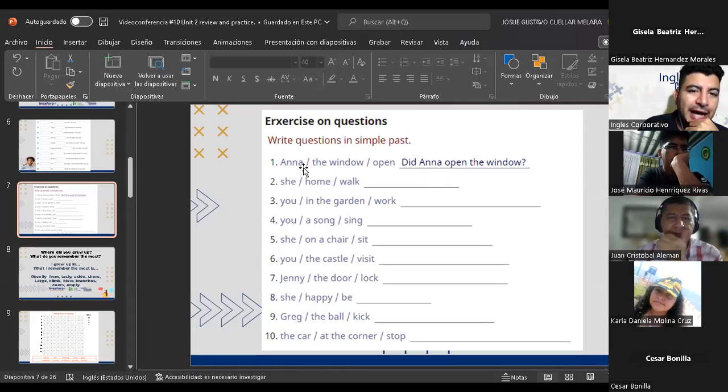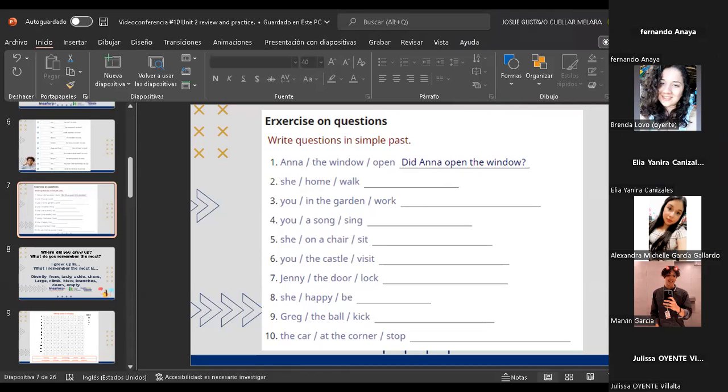Here we have number one. Anna, the window open. So, did Anna open the window? Did was not in this line. Did no estaba acá. Entonces, por lo tanto, se tenía que agregar para formar preguntas. Okay. So in this case, we're going to start with Marvin and then Douglas.